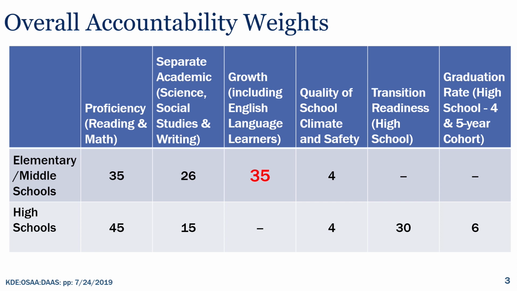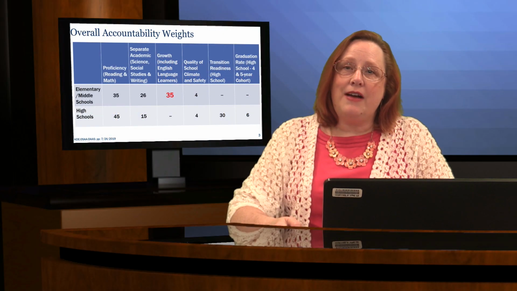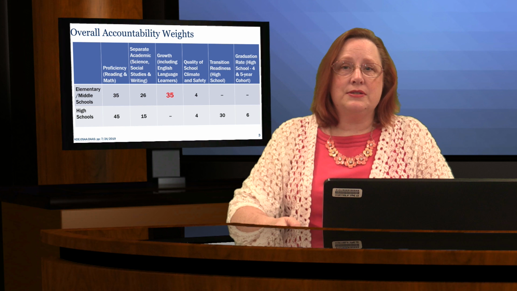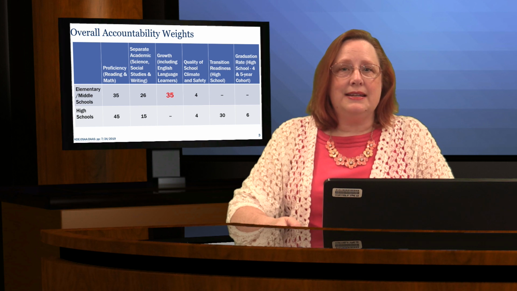Grade levels are typically elementary, grades 3 through 5, middle, grades 6 through 8, and high school, grades 9 through 12, though some individual schools may differ. In this session, we are going to concentrate on growth, which is reported at the elementary and middle school levels, and is 35% of the overall score for those levels. If one of the indicators is missing, then the weights will be distributed to the remaining indicators.